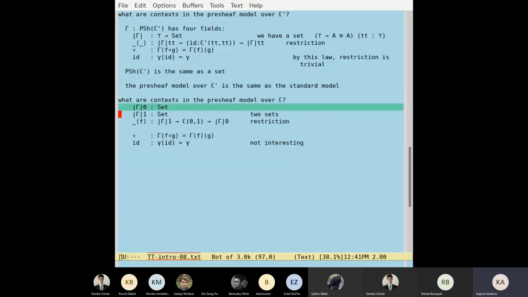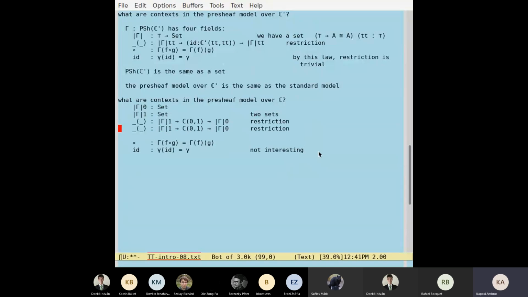So in fact, this model, so contexts in this model have these three components, so two sets and the function between these two sets, right? The only thing I should have written this way and then instantiate it with F. And then I have a function from gamma 1 to gamma 0, right? This is the only restriction I have. Okay, so what I get is two sets and the function between them.